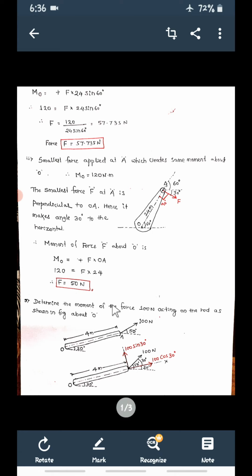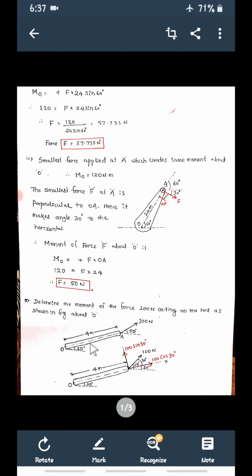In the previous session, we solved problems on calculation of moment. Let us take two more problems. We're going to solve the problem on how to calculate the moment of a force about a particular point. The problem is: determine the moment of a force 100 Newton acting on the rod as shown in figure about O.